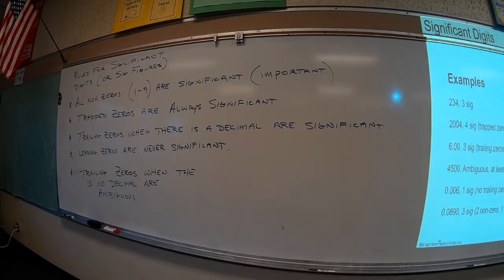And then, how about this guy? 0.006. Is the 6 significant? Yes. Are the zeros leading or trailing? These are leading zeros. What can you tell me about leading zeros? Never significant. So how many sig figs here, Gordon? One.